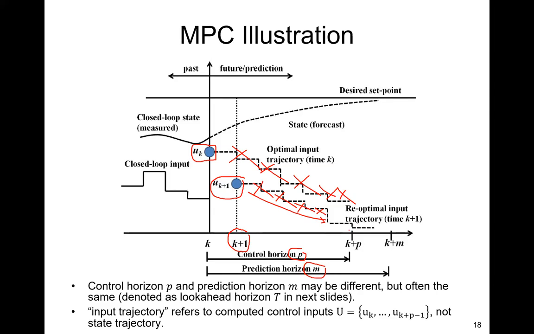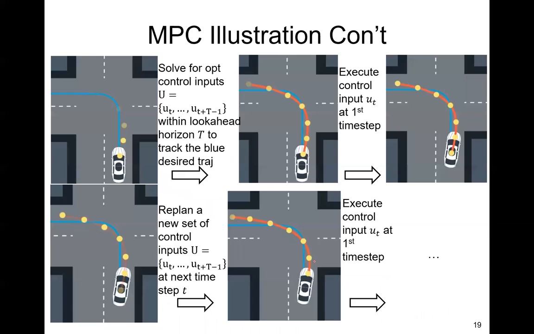So that's a moving horizon control. In reality, oftentimes you take the control horizon and prediction horizon to be the same, so we denote it as the lookahead horizon T. So here's an example where the reference trajectory is given to you from the planner. Here it's actually a reference path. A reference trajectory is path plus speed profile on the path. But suppose right now that we don't have a speed profile, we only need to track the path.